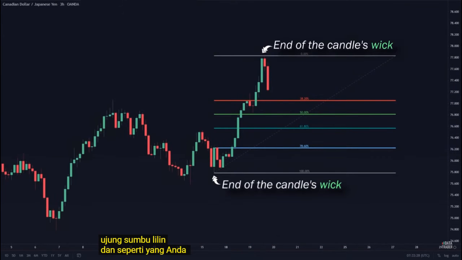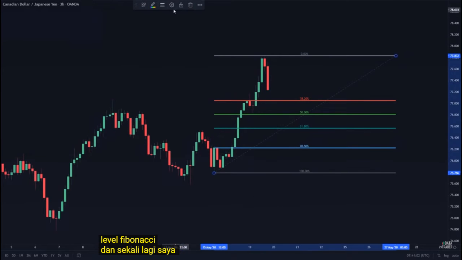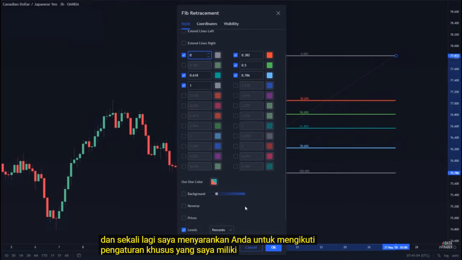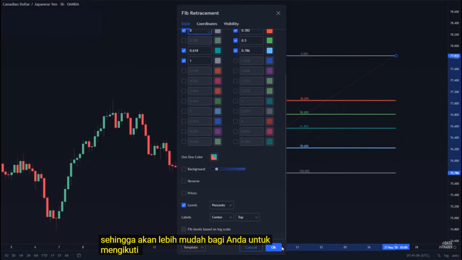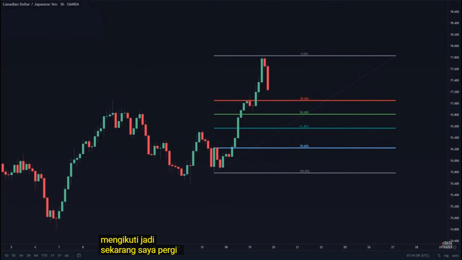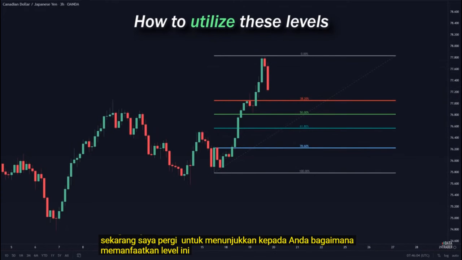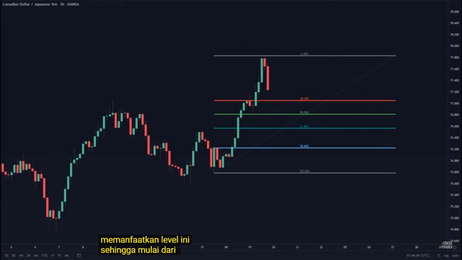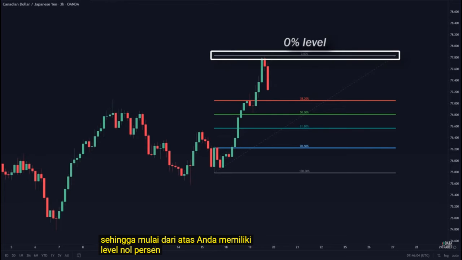And as you can see, we now have the Fibonacci levels in place. And again, I advise you to follow the custom settings that I have so that it'll be easier for you to follow along. So now, I'm going to show you how to utilize these levels. So starting from the top, you have your 0% level, which is basically your starting level.